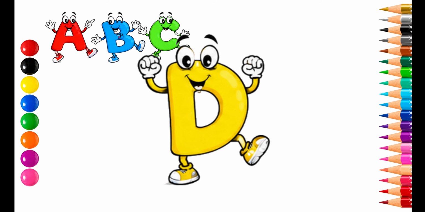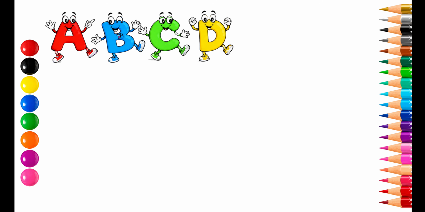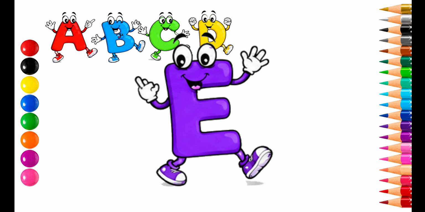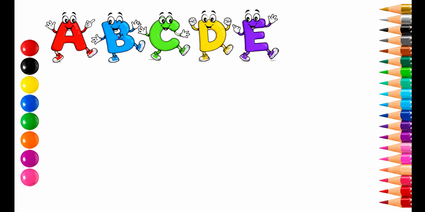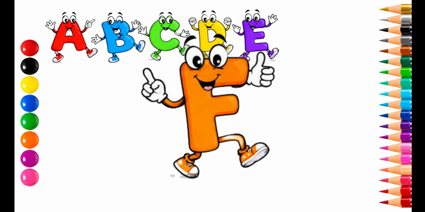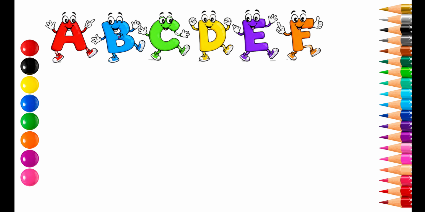D is for dog. E is for elephant. F is for fish.